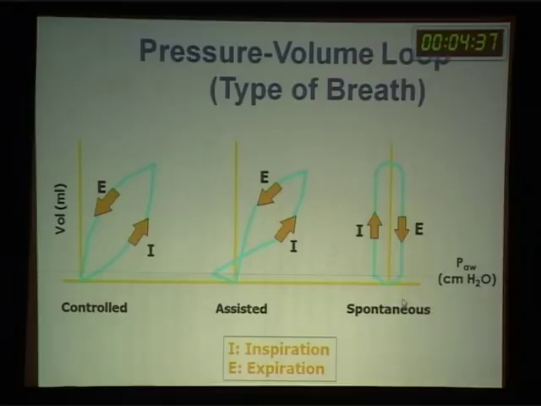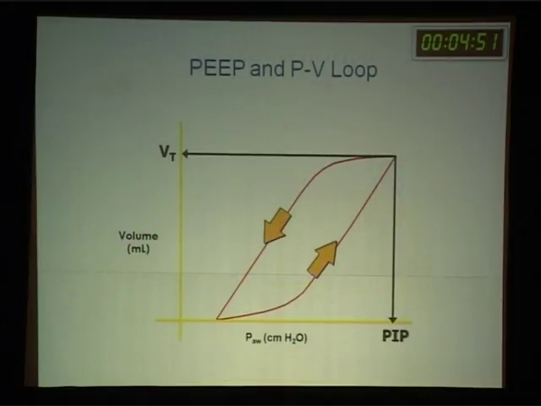Okay, so even looking at the flow volume loop, you can say whether the patient is in the controlled mode of ventilation, assisted mode, or spontaneous. Just like in the flow and pressure scalar.